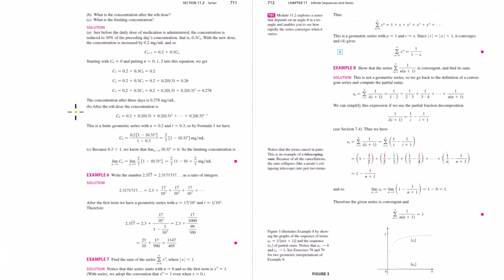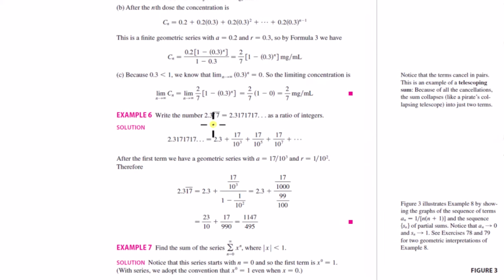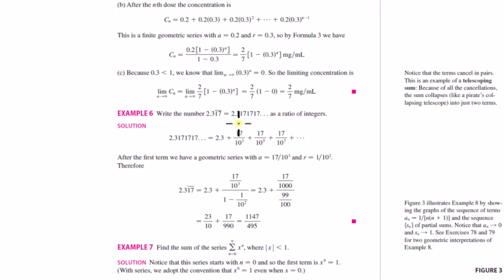Okay, and so again, we're going to skip some examples, but we're going to work all of these types of examples in the upcoming example problem videos. But I just want to go over some of these examples. Write the number 2.317 with the 1 and 7 repeating, 2.3171717, as a ratio of integers.